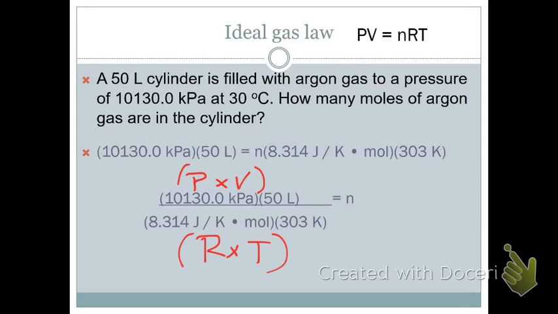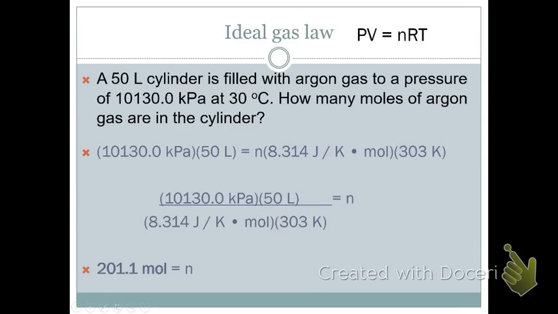So clear your calculator. Open parentheses, 10130.0 times 50, close parentheses, divided by, open parentheses again, 8.314 times 303, close parentheses, press the equal sign, and that is going to give us the number of moles, which should be 201.1 moles. And because I'm asking you for moles, make sure you give me the unit for moles.